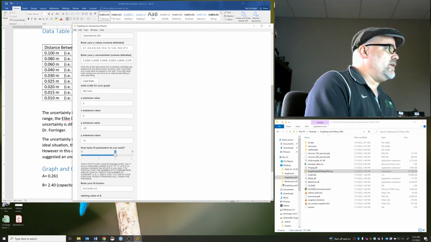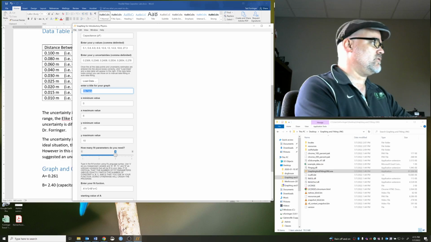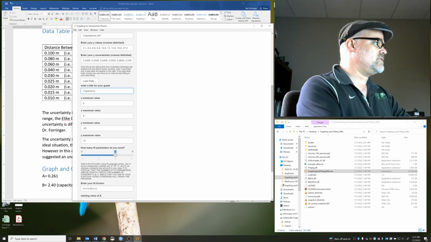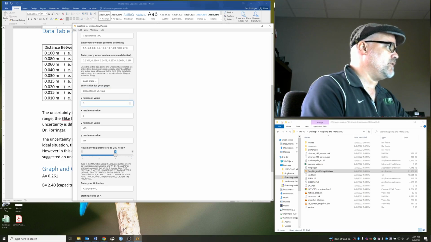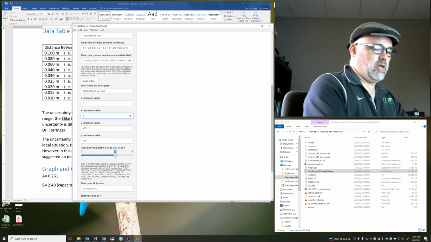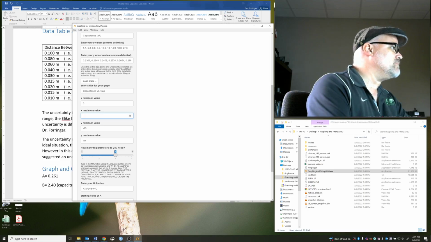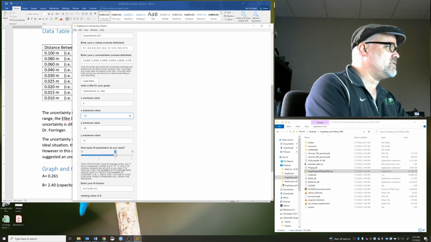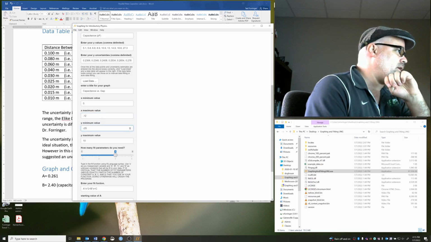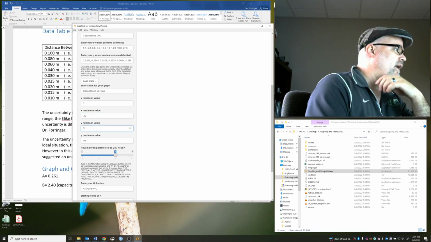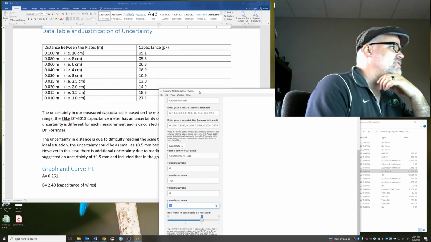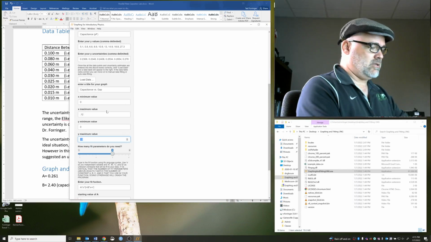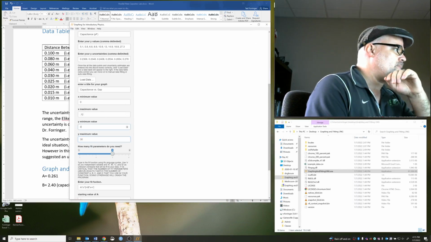And then we get to put in our graph options. So this is going to be capacitance versus gap. I'm going to go ahead and start X at 0. X maximum, let's see, the maximum data point is 0.1, so I'm going to make the graph go up to 0.12. Minimum Y is 0. Maximum Y, the biggest capacitance was 27, so let's go to 30.